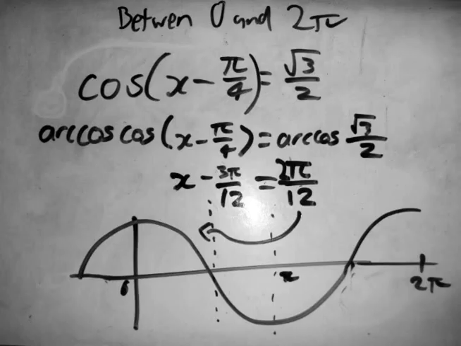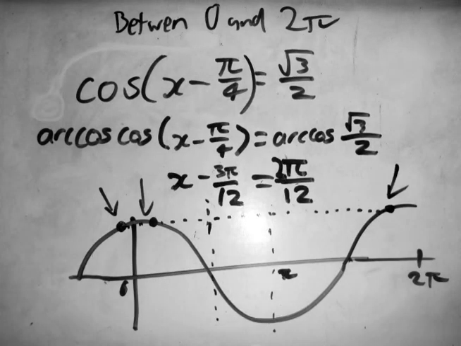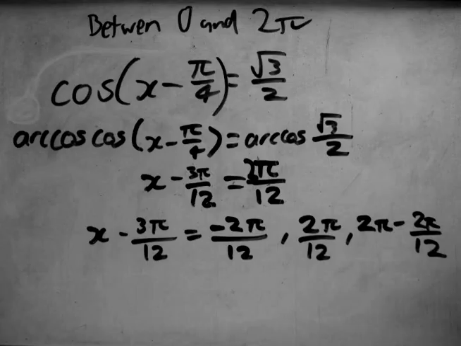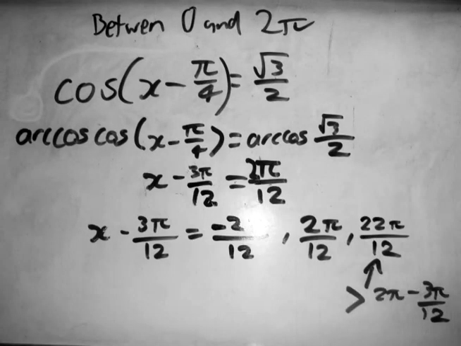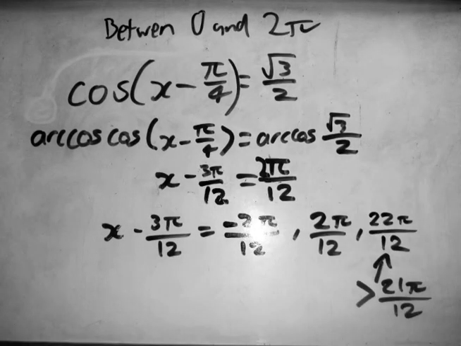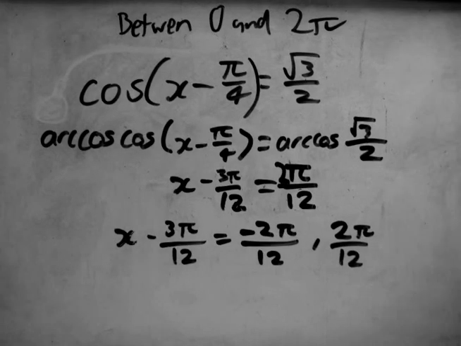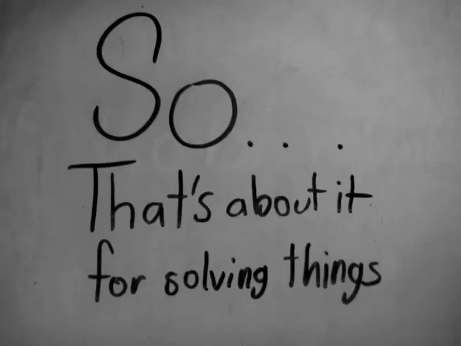Now, 2 pi over 12 is in the first quarter, which means that it has a counterpart at negative 2 pi over 12, as well as 2 pi take 2 pi over 12, or 22 pi over 12. If you notice, 22 pi over 12 is larger than 2 pi take 3 pi over 12, or 21 pi over 12. So this is out of the question. This leaves us with 2 answers, which equal this. So that's about it for solving things.